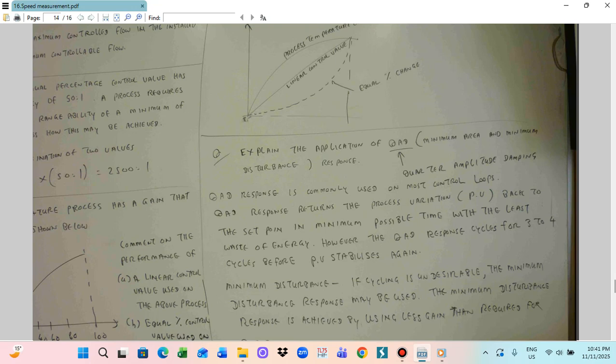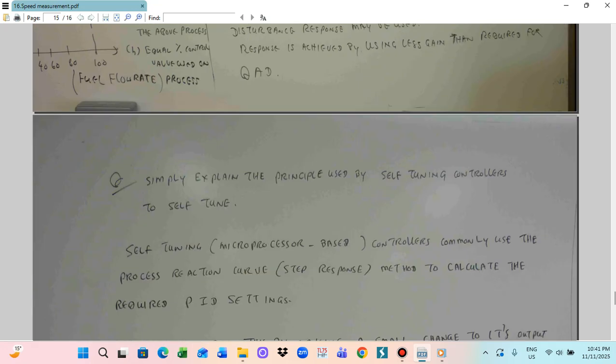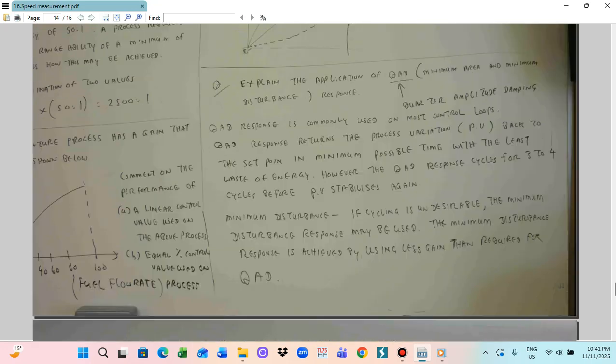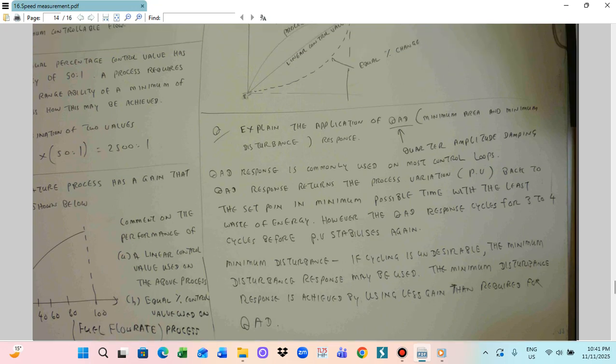So we want the minimum area and the minimum disturbance. In this case, we can utilize most of the control loop. We use the QAD method. The QAD response restores the system after a change, bringing the process back in the minimum possible time with the least waste of energy. So this is the QAD method. QAD really stands for quarter amplitude damping.